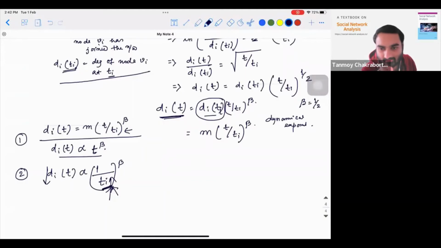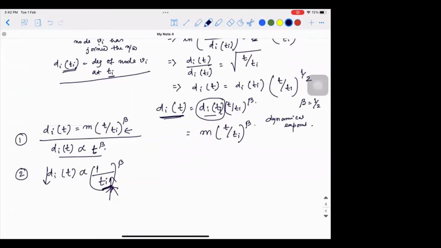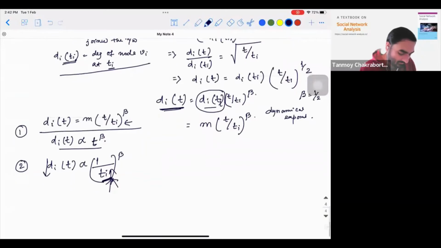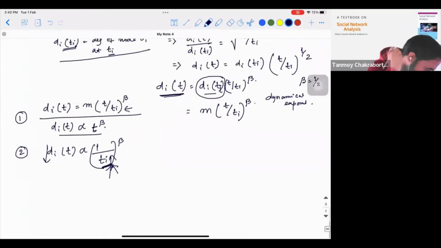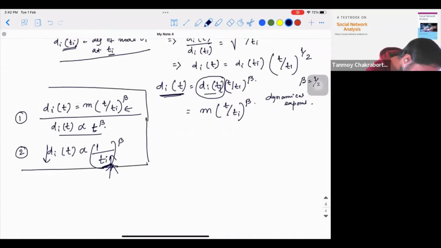Okay? And this is called first mover advantage. All right. So now let's look at the other properties. These two properties are very important, and we will look at them again later.